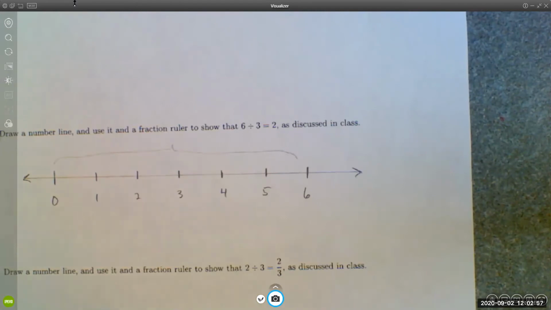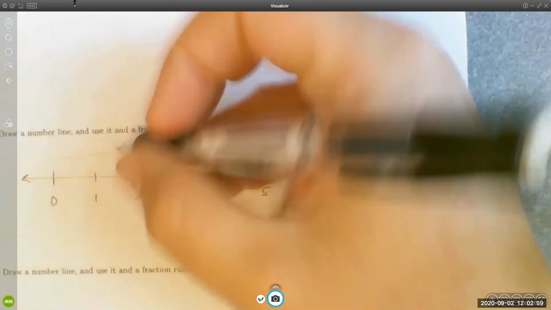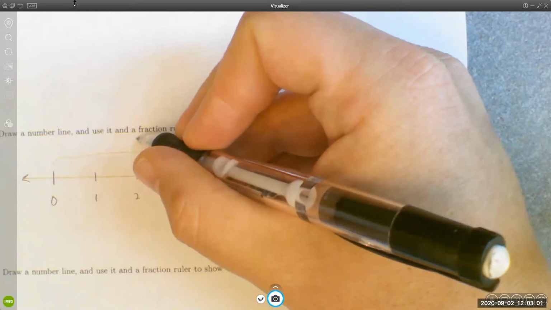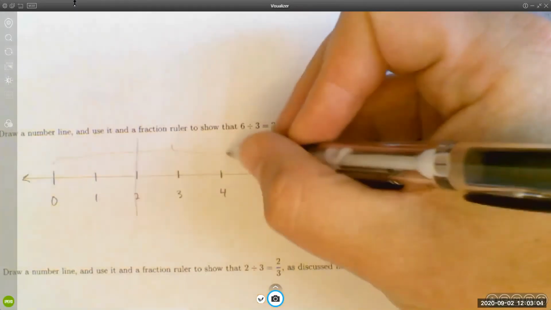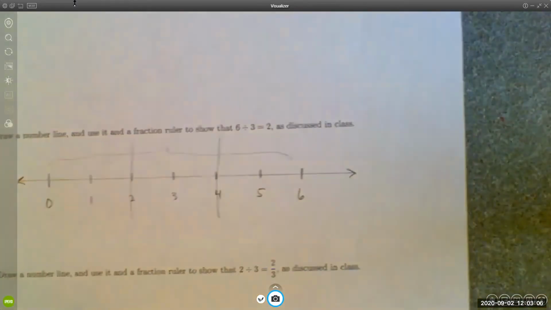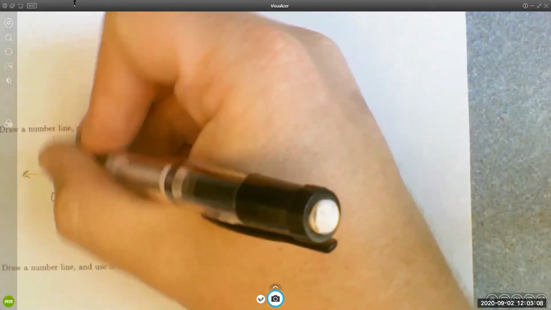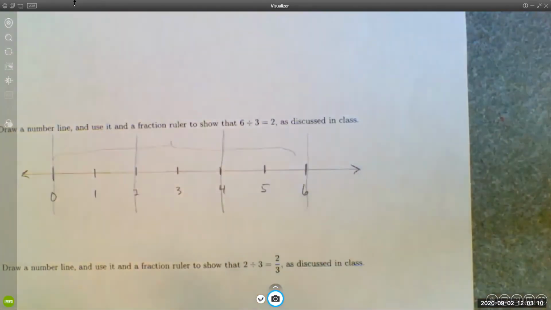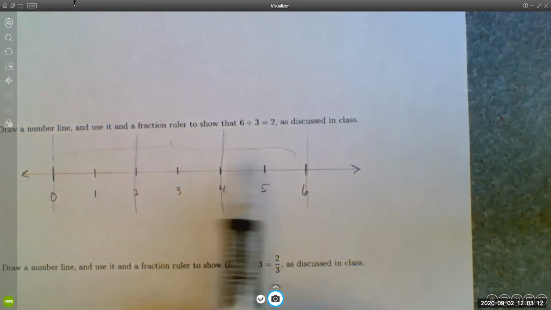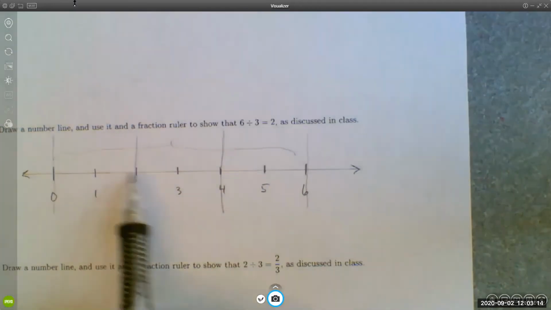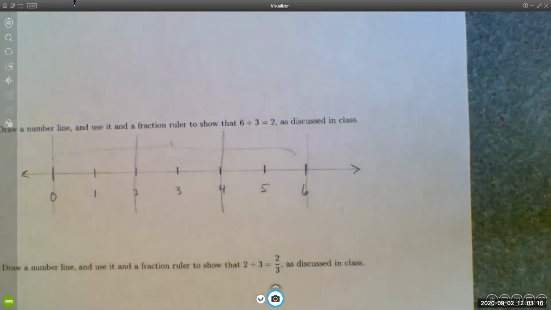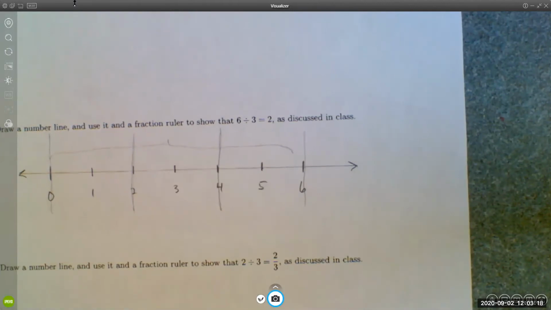You could eyeball this because we've already made the divisions, right? So you can kind of tell that, like, if I split it here and here, then I get 3 equal parts, right? So I've got 1, 2, 3 pieces, and they're all length 2. And so that tells you that 6 divided by 3 equals 2.